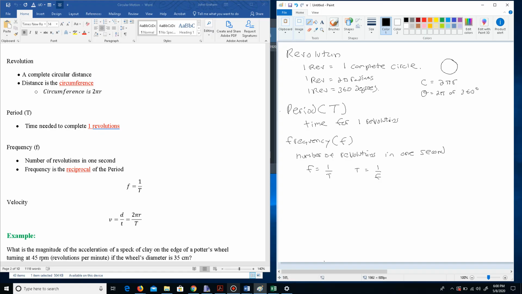And so for one revolution, we have the distance, we have the time. And so we can say the velocity for one revolution is equal to V equals D over T, which equals 2 pi r, which is your distance, over your period T.